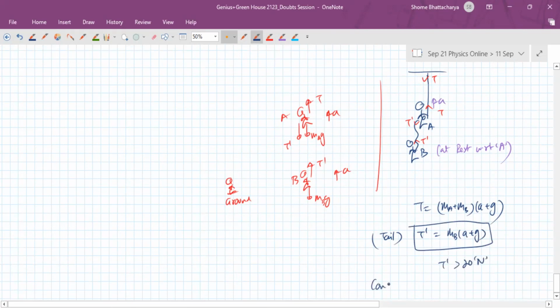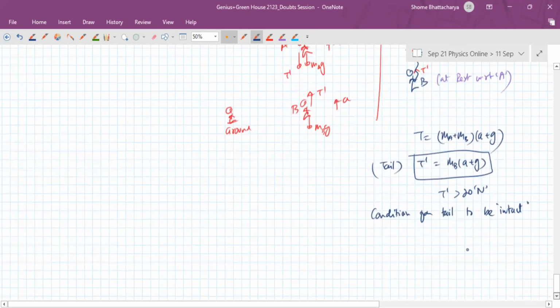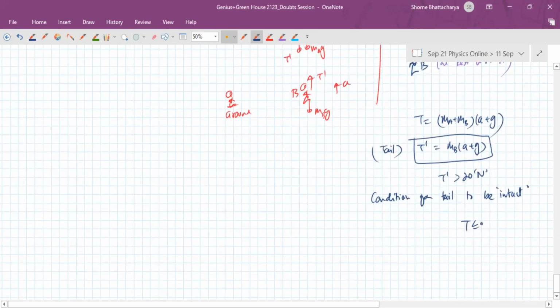So the condition for the tail to be intact is that the tension should not exceed 30 newtons, or the tension should be less than 30 newtons.